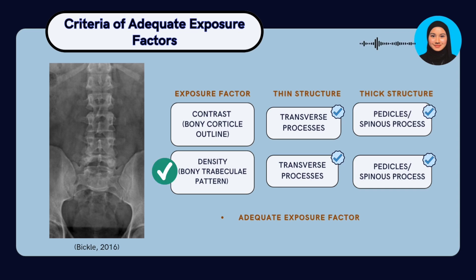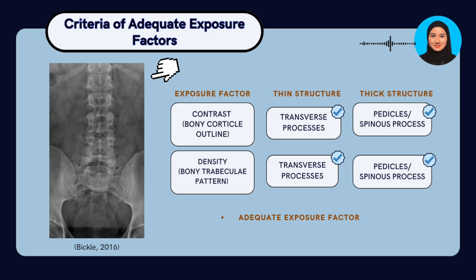Second, density, which is MAS. To evaluate density, we also look at both thin and thick structures, where the thin structure is the bony trabecular pattern of the transverse process and the thick structure is the bony trabecular pattern of the pedicles or spinous process. When both structures are visible with good detail, the MAS is considered adequate, ensuring proper image density.